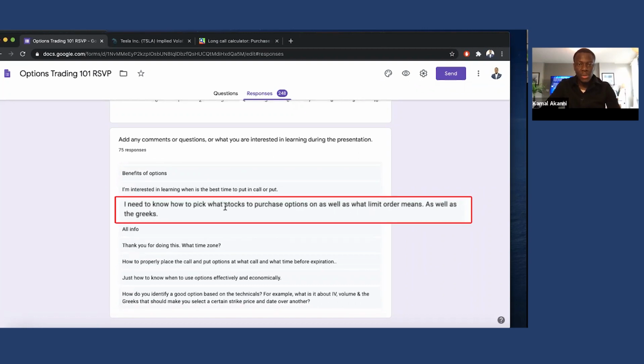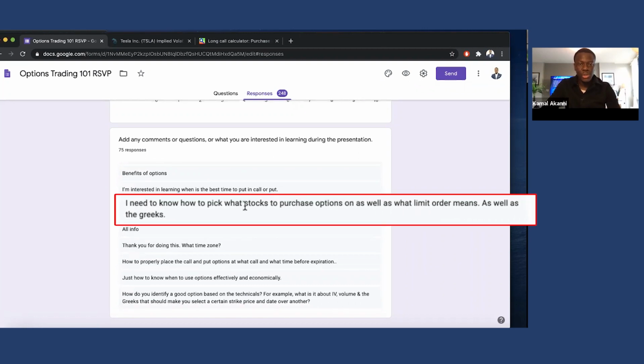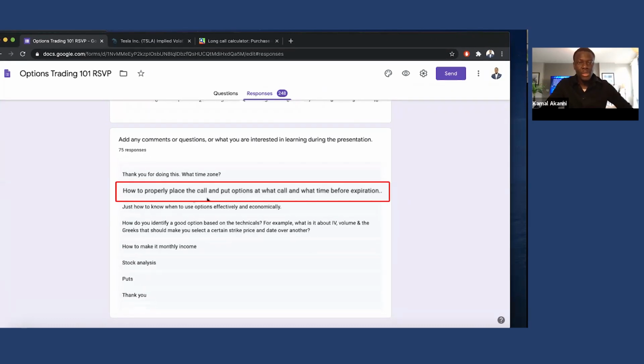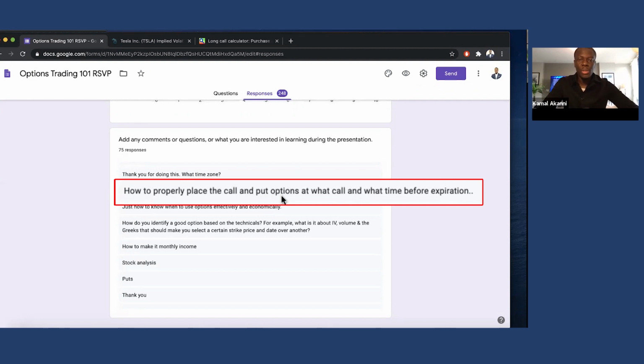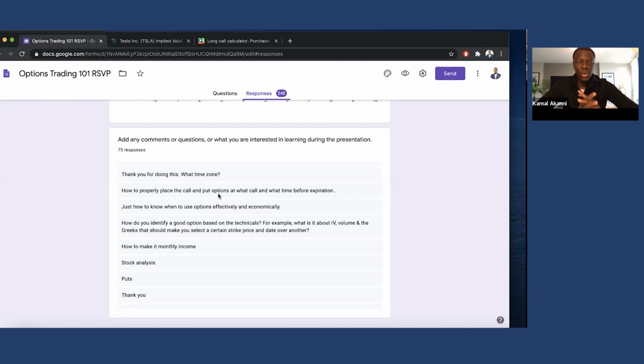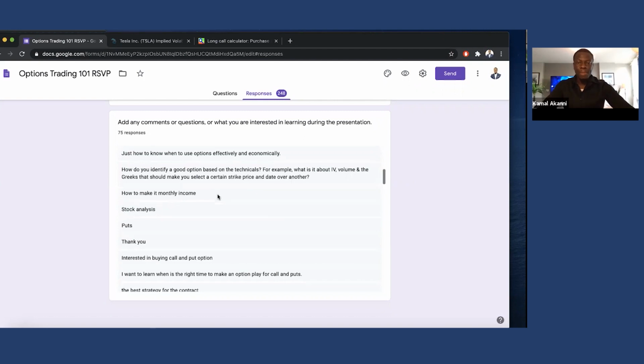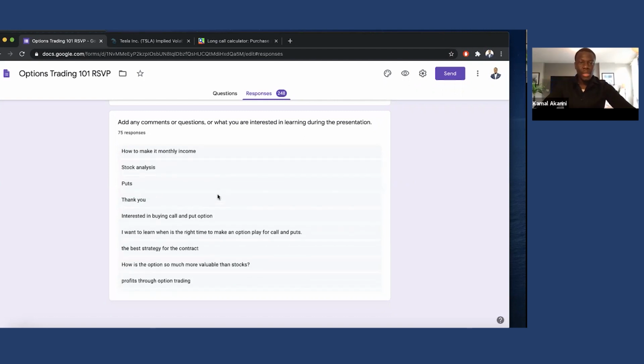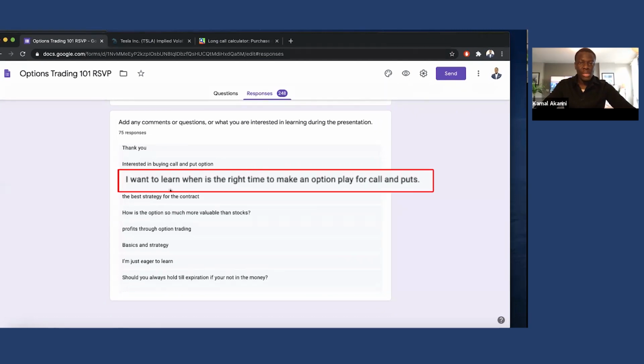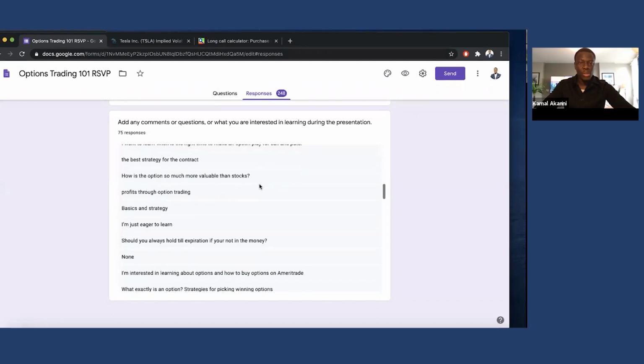Someone says, as well as the Greeks. We already talked about that. I also showed how to purchase the options as well. How to properly place the call and put option, and what time before expiration. I think I've already covered that as well. How do you identify a good option based on the technicals? For example, what about IV and volume? I think I spoke about IV, implied volatility. I spoke about the volume in the Greeks as well. Stock analyst says, I want to learn the right time to make an option play to call. I already answered that question.